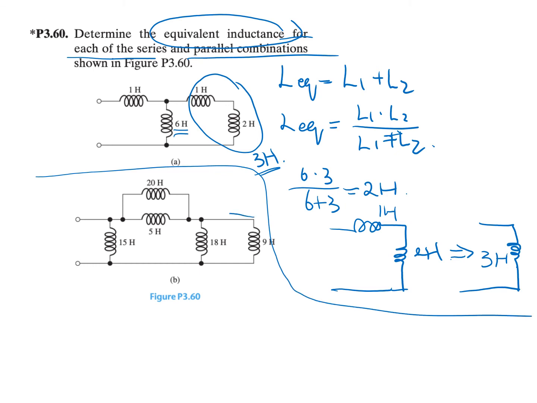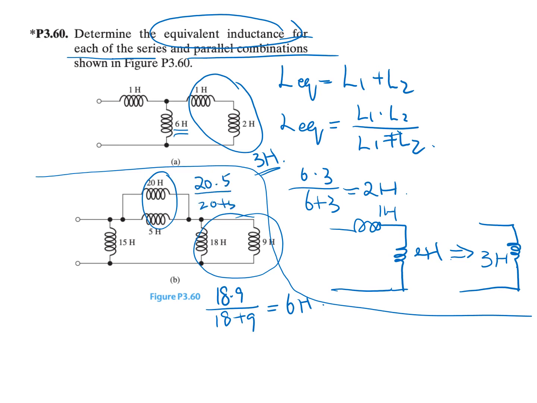Question B. We first combine these two connected in parallel, so that's 18 times 9 over 18 plus 9. And this is 6 Henrys. And combine these two, that's 20 times 5 over 20 plus 5. That's 100 over 25, so that's 4 Henrys. So let's redraw the circuit. Now the circuit looks like this.